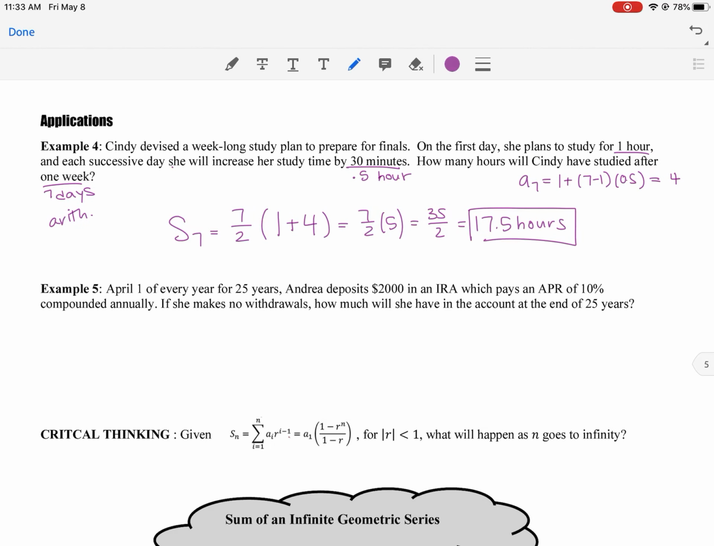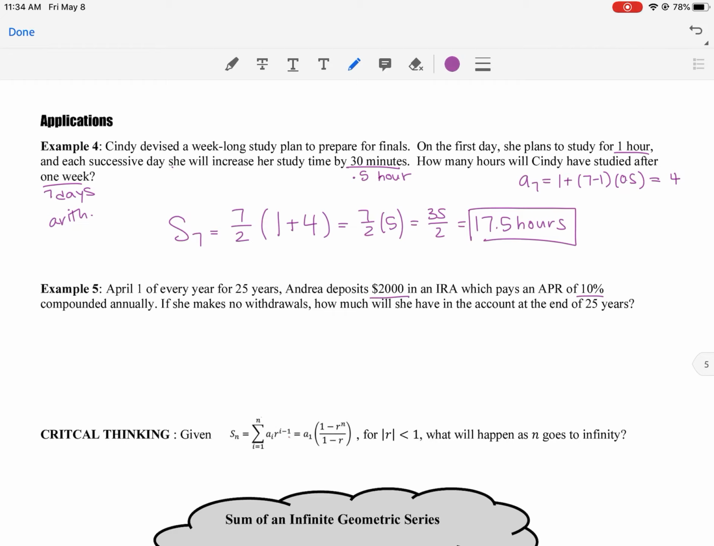Okay, so on April 1st of every year for 25 years, Andrea deposits $2,000 into an IRA, which pays an APR of 10% compounded annually. If she makes no withdrawals, how much will she have at the end of 25 years?